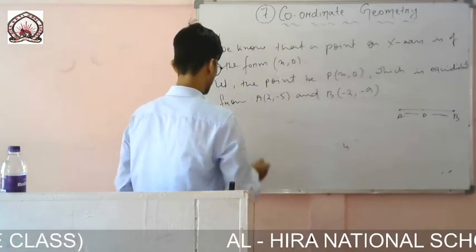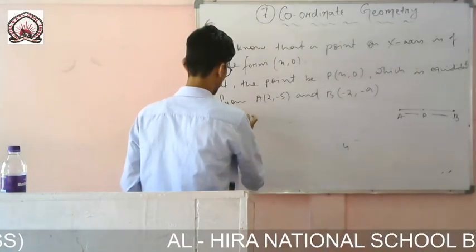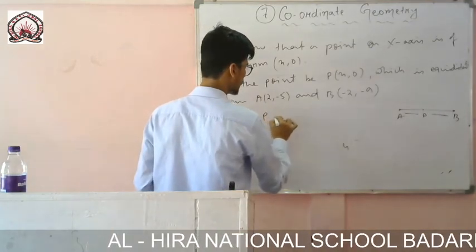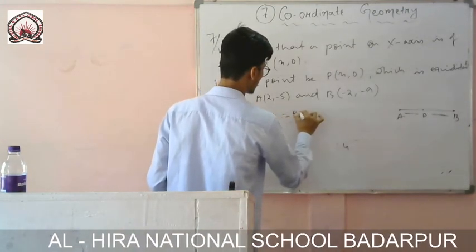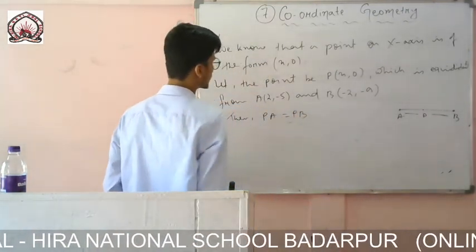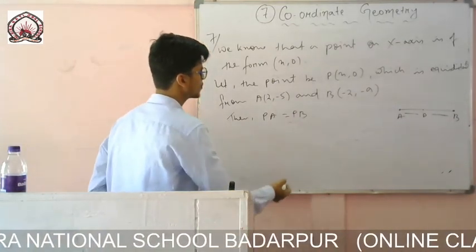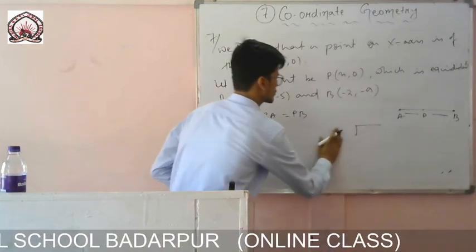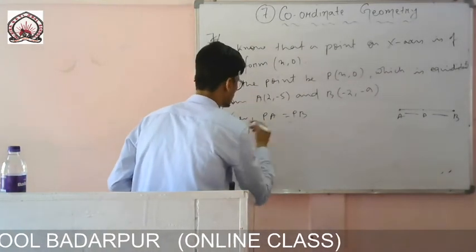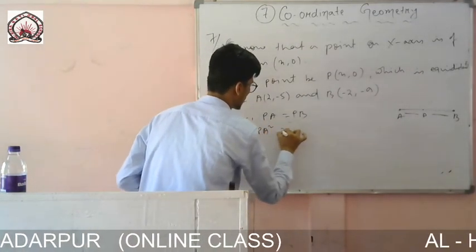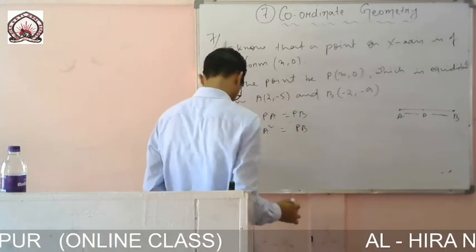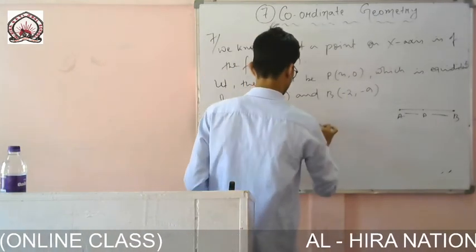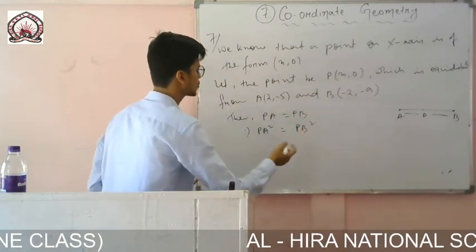Okay, so I can write PA will be equal to PB. For the PA distance formula, we would write it with a root, no? So if I square both sides at first, the root will be gone. Let me write PA square will be equal to PB square. This will remove the root directly.